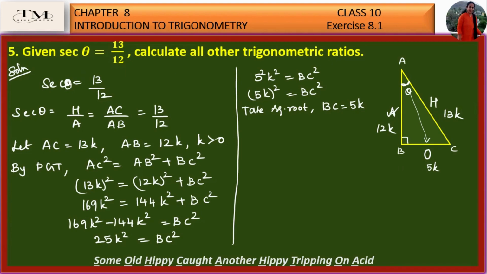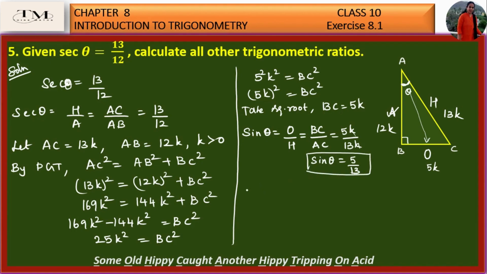So only secant theta is given. First one we have to find out is sin theta. So what is sin theta? Sine is opposite by hypotenuse. Who is the opposite side? BC. So BC by hypotenuse, which is AC. So what is BC? 5K. AC is 13K. So K gets cancelled. So 5 by 13. So sine theta is equal to 5 by 13.